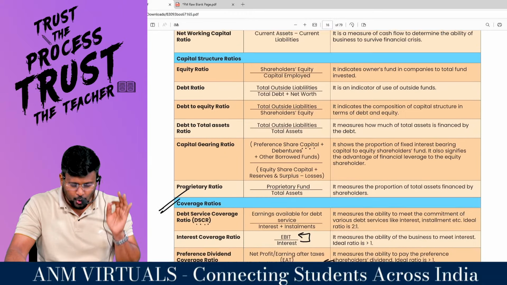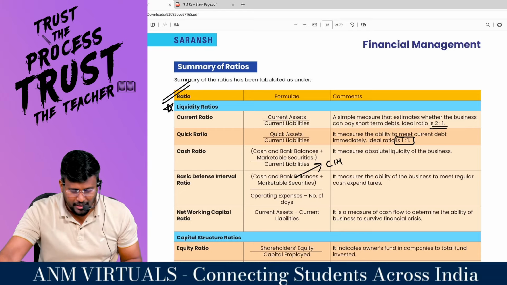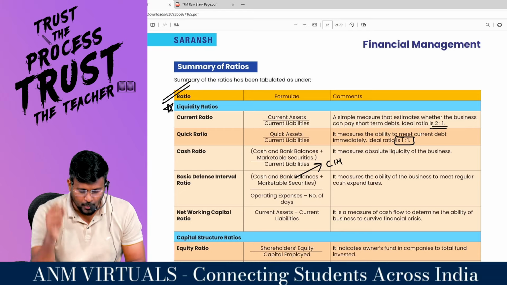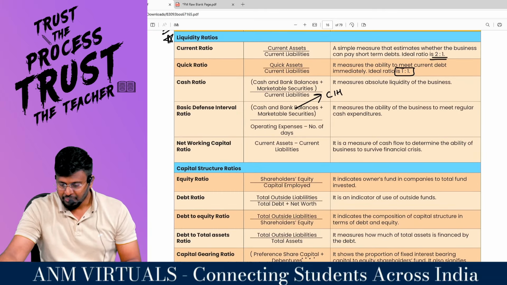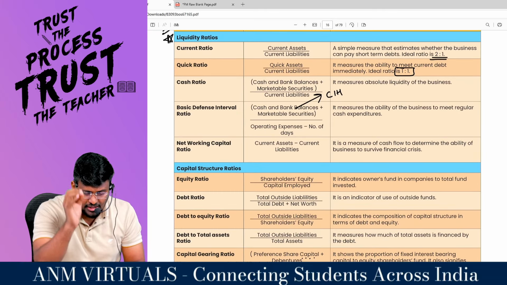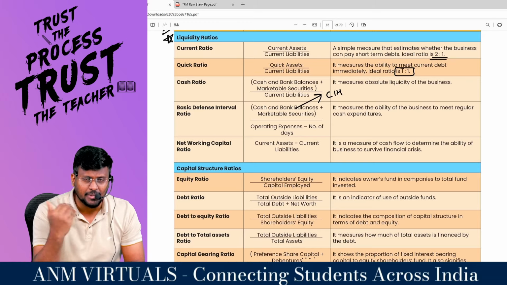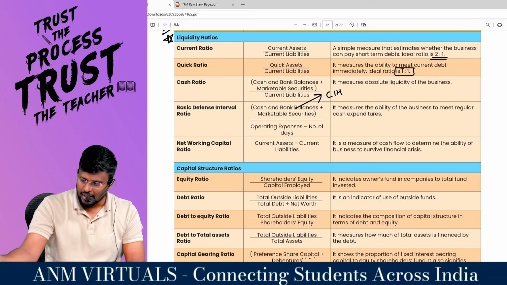Sir, are you ready to join along with me for the last final wrap up before I wind up the quick ratio revision? Yes, come on. Current ratio is equal to current asset divided by current liability. Quick ratio is equal to quick asset divided by current liability. Cash ratio is equal to cash plus marketable securities divided by current liability. Basic defense interval is equal to cash plus marketable securities divided by operating expenses per day. Net working capital is equal to current asset minus current liability.